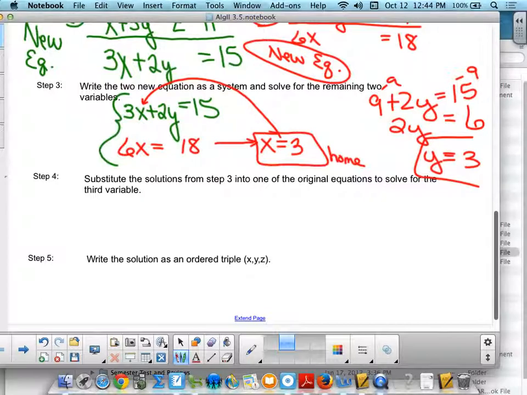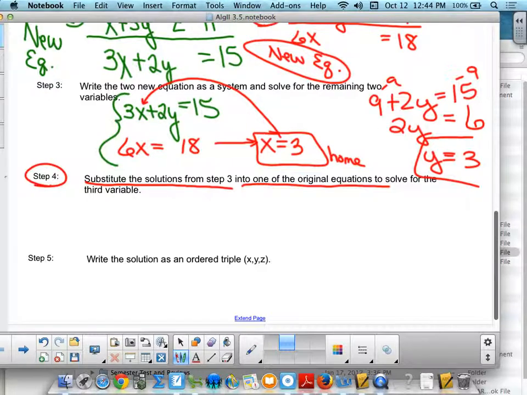Oh my goodness, I've got 2 out of 3. I just need one more. Well, step 4 says, substitute the solutions from step 3, x is 3, y is 3, into one of the original equations to solve for the remaining third variable. So where do you guys want to put your 3 for x, your 3 for y? Which equation up there? 2, 1. You say 2, you say 1.